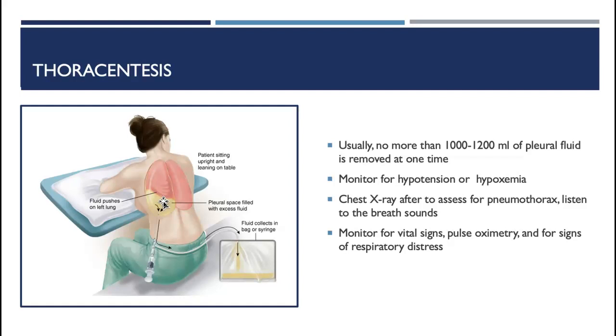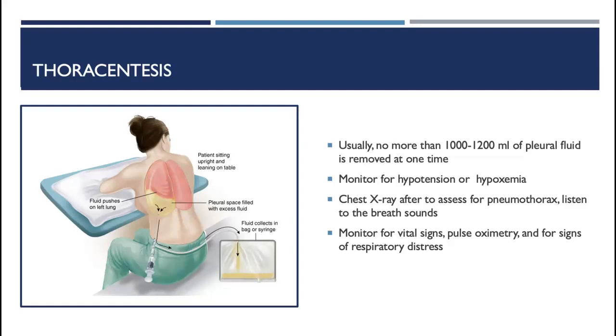And then as that fluid is going back to that pleural space, it's pulling it from the vascular bed, which can cause that hypotension. So again, we're going to continue to monitor those vital signs, pulse ox, and signs of respiratory distress afterwards. And one of the other things is that they will frequently send this fluid off to the lab. So they might send it for cultures or pathology report to check for cancer cells.